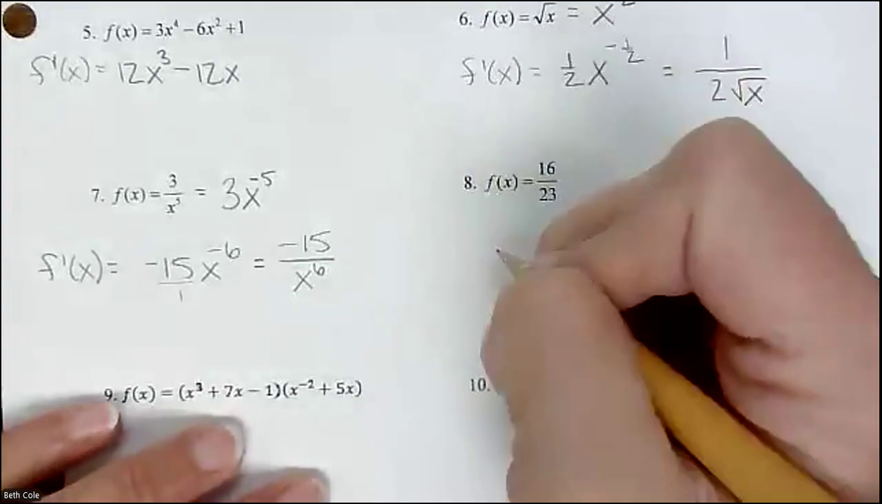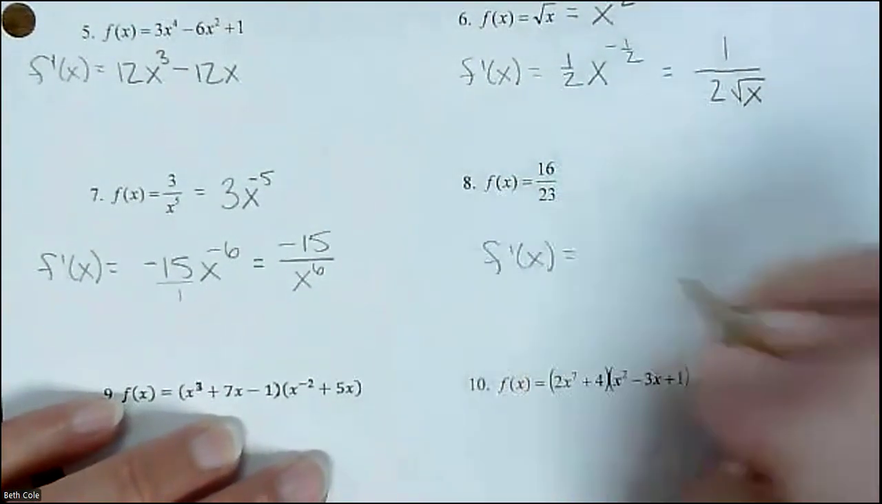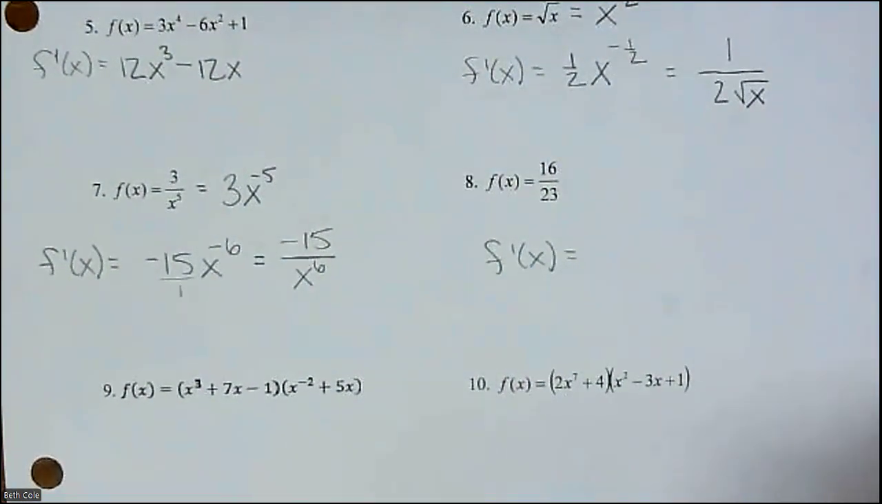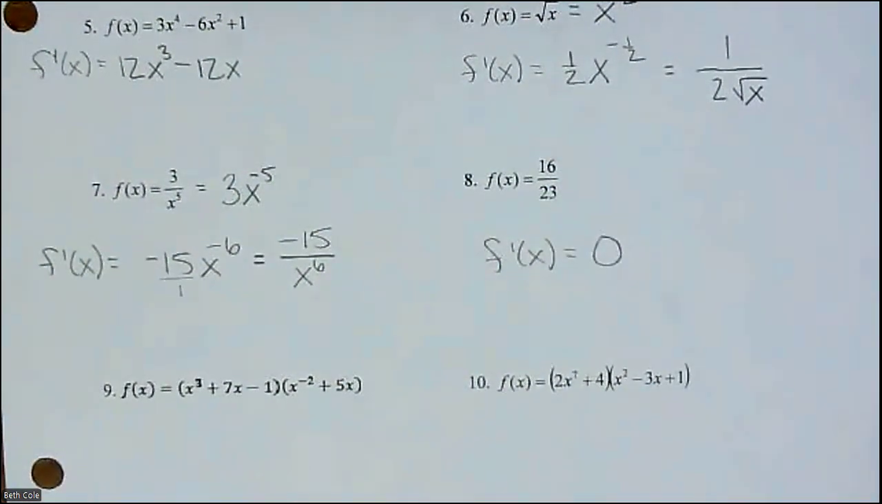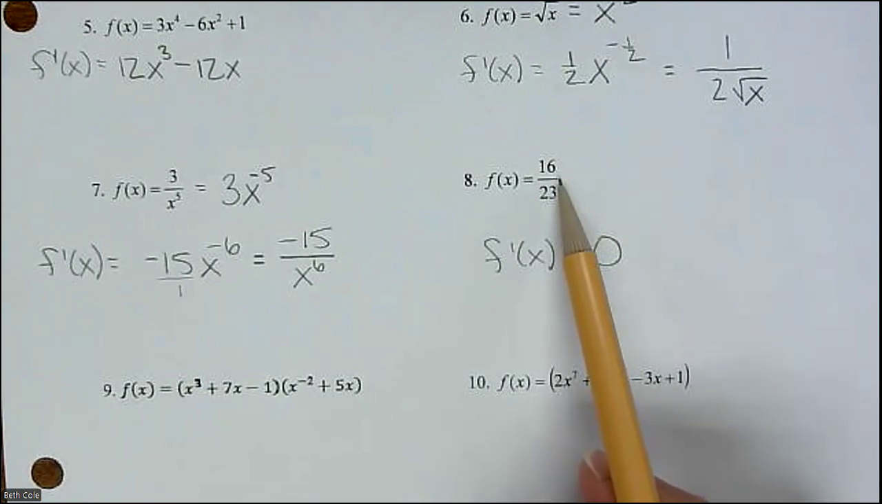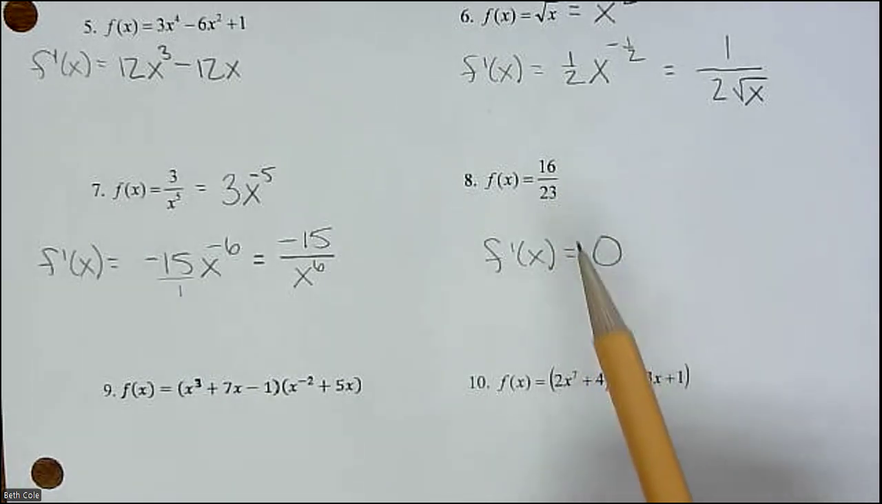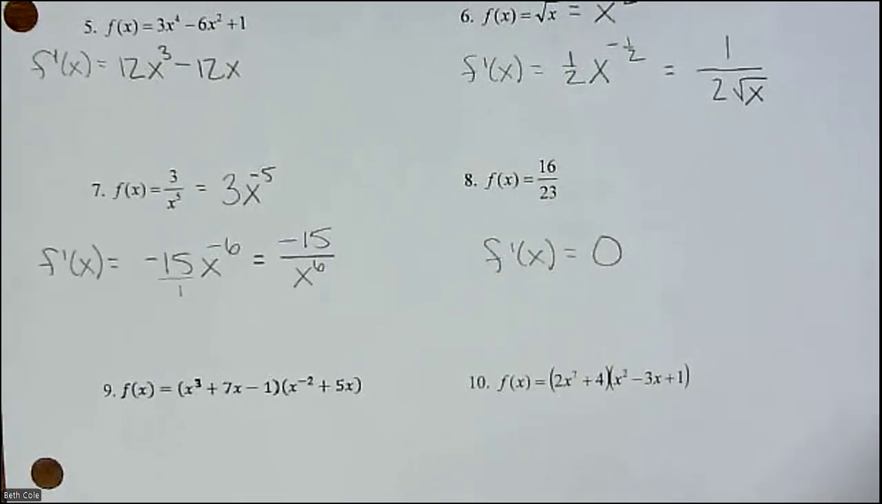All right, what do you think about this one? I don't need to rewrite it at all. It's just f of x equals 16/23. Why is it 0? There's no x, it's constant. Derivative of a constant is 0. Constant is a horizontal line, slope is 0. All right, that was power rule. Cool. It's a simple rule. It's just when you get negatives and fractions in there, you have to know your algebra skills. It's not so much a calculus issue as an algebra issue.